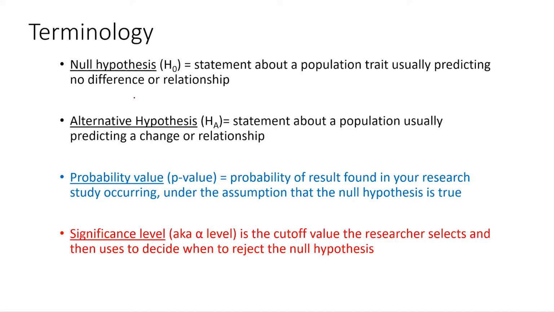And then we have our significance level, or alpha. And this is the cutoff value that researchers somewhat arbitrarily select and then use to decide when to reject the null hypothesis. It's usually 0.05. And we say that if our p-value is less than alpha, we reject the null hypothesis and accept the alternative hypothesis. So if our p-value is less than usually 0.05, we would accept the alternative hypothesis.